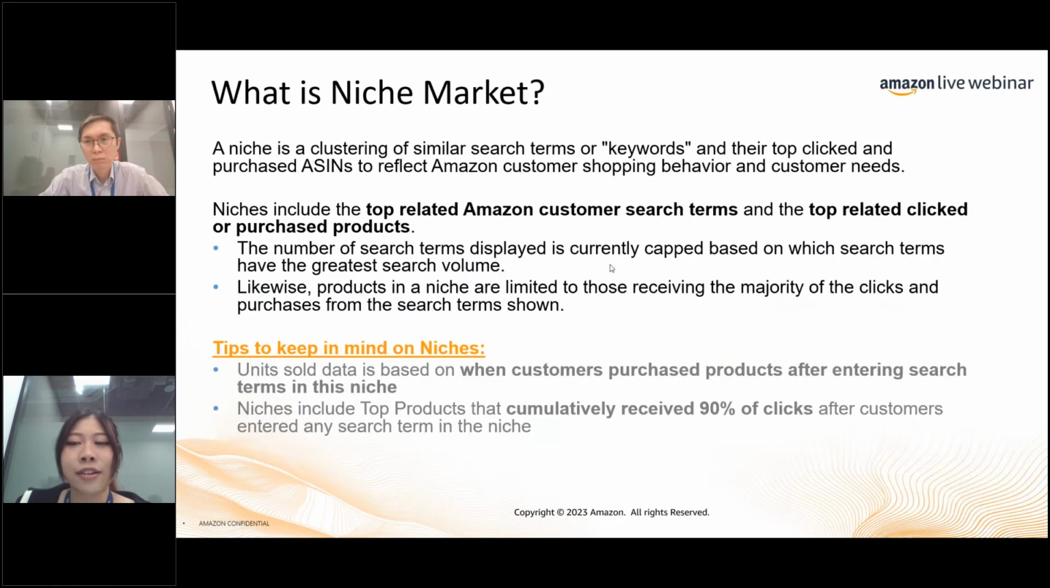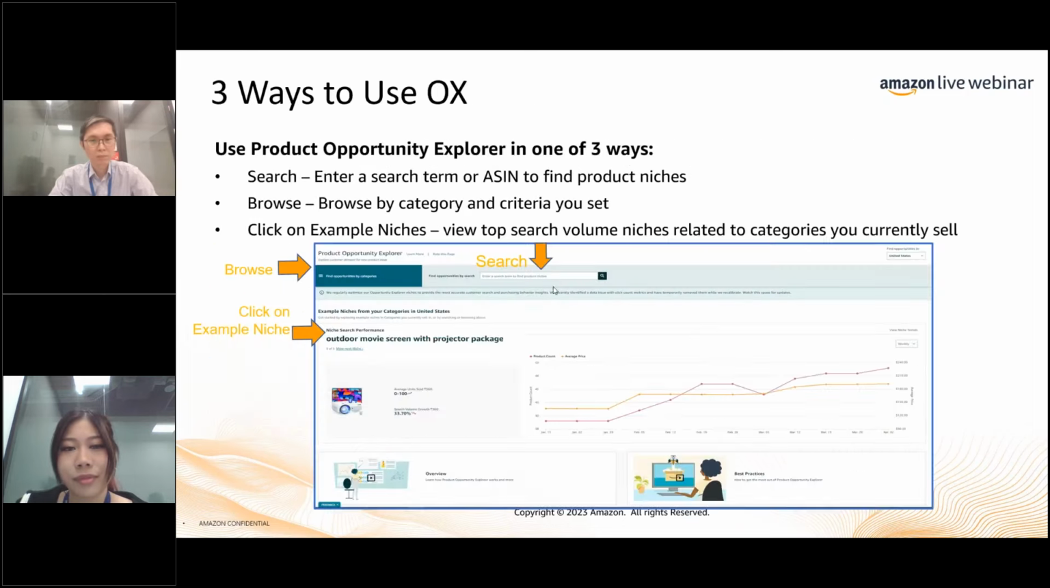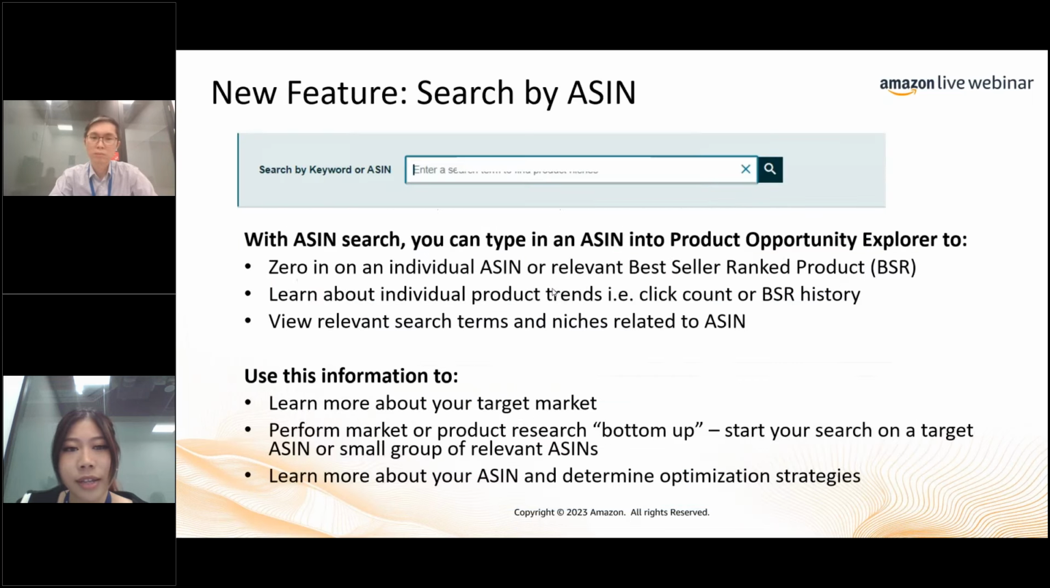Okay, so this is the full definition of what a niche market is, in case any of you have any questions. If you want me to highlight the important thing over here, niches, I would say, include the top products that receive 90% of the clicks after the customer enters any search term in this particular niche. So basically, it will showcase the top product insights, which many of you have asked for previously, which we weren't able to show, but now we are able to show. Okay, I've roughly gone through that.